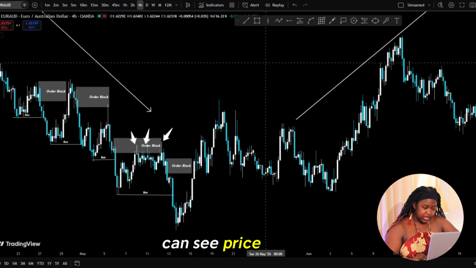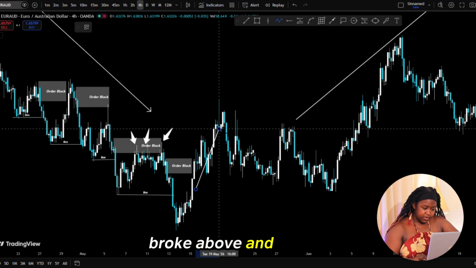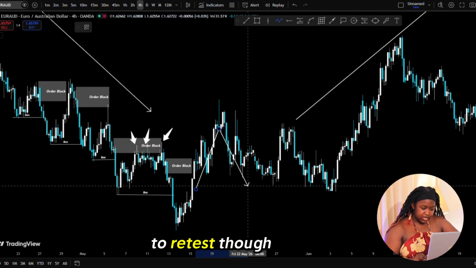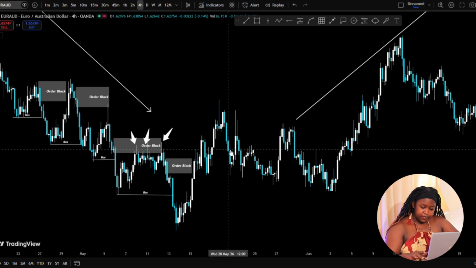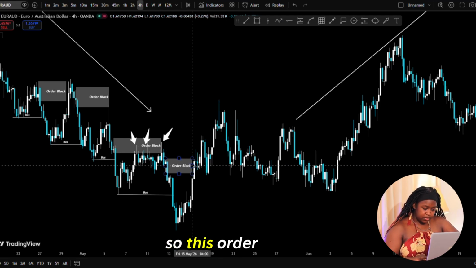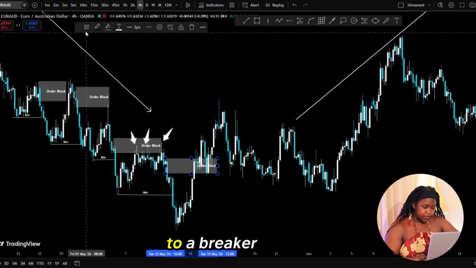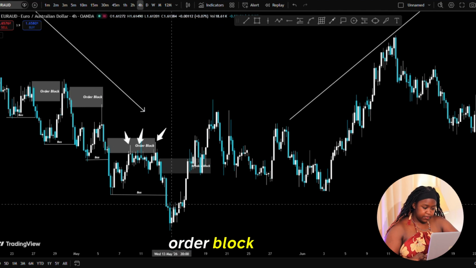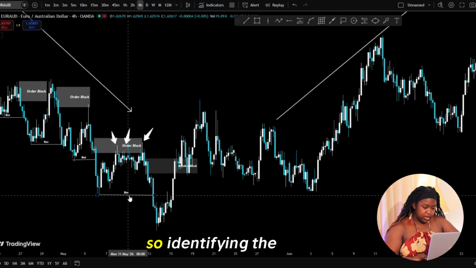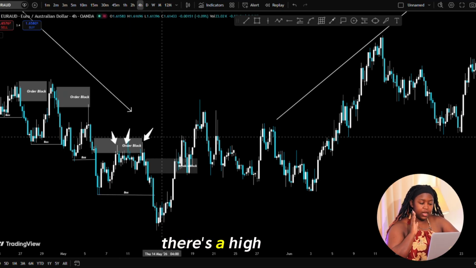But as you can see, price came, broke above, and then came back to retest, though with rejections, and then continued to the upside. So this order block here, because price violated it, now turns into a breaker block. It's a violated order block. So identifying the last break of structure notifies us there's a high probability that price will change trend.